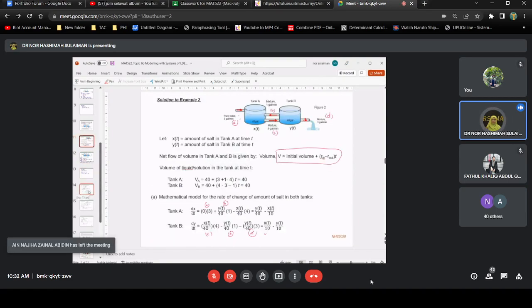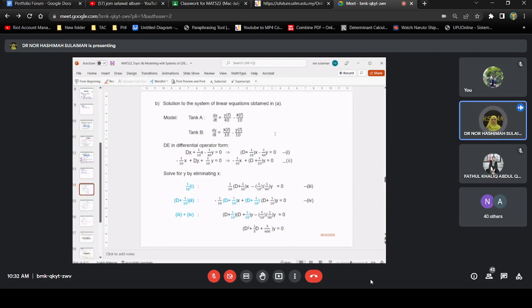Okay, so I proceed to the next one, by having the model there, we would like to solve the system of linear equations obtained in A. So these are the differential equations that are obtained previously in part A. Okay, how do we go about solving the equation ni for X and for Y? Okay, so kita guna teknik apa ni? Anyone? What do we apply?